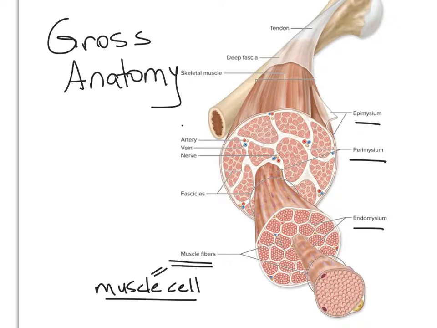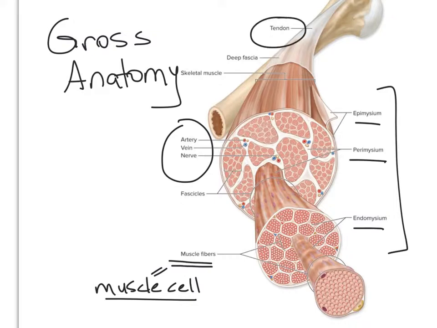And there are arteries, veins, and nerves associated with the muscle. The three sheets of connective tissue end up merging and forming the tendon, which is going to anchor the muscle to the bone and transfer the force, the tension that's generated in the muscle fibers, to the bone for movement to occur.